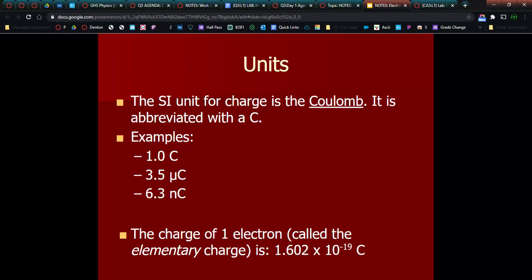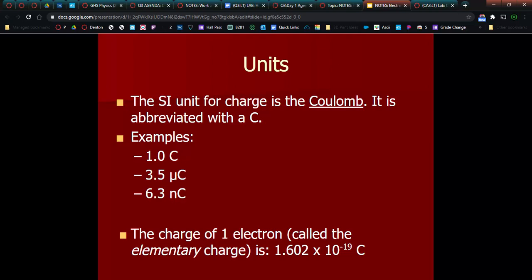A typical lightning bolt, on average, has between 5 to 7 coulombs of charge. It could have more, it could have less. So if a lightning bolt could have 1 coulomb of charge, just to kind of put in your mind, that's kind of dangerous.